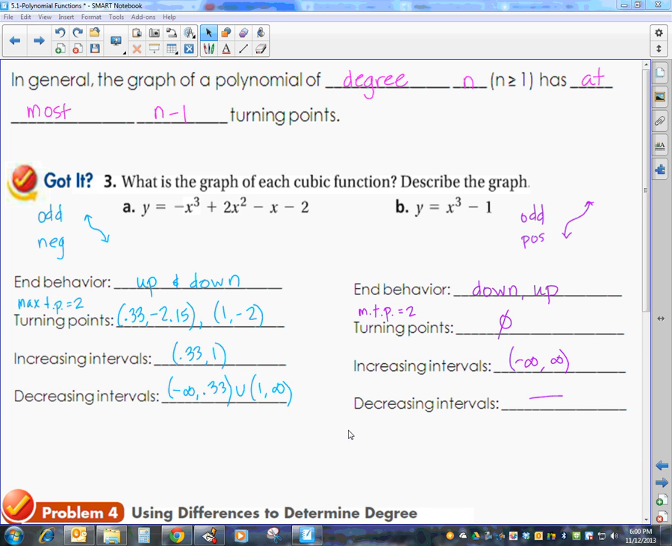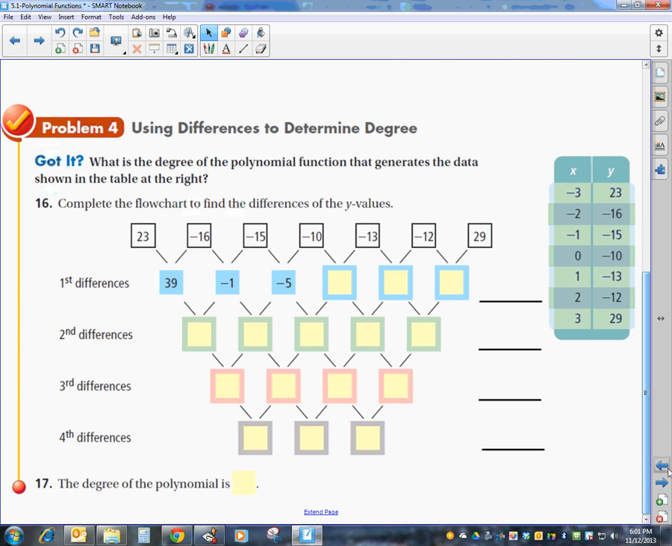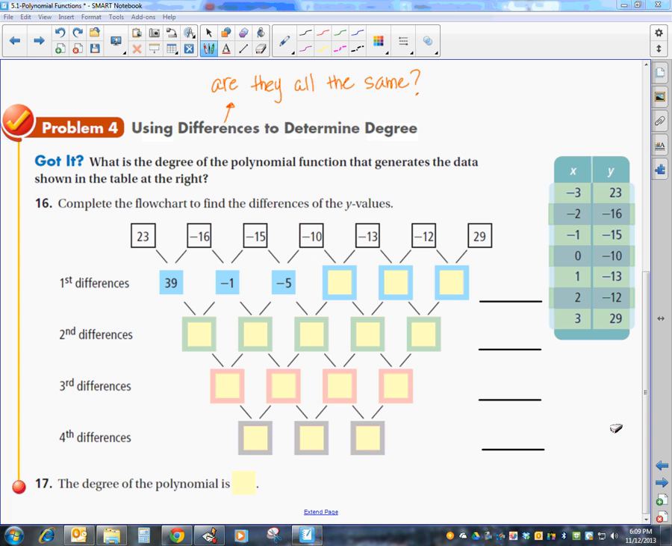Okay, so the last thing that we need to talk about is looking at a table of values and using the differences to determine the degree. When we look at these differences, basically what we are doing is we are trying to figure out if all of these differences are the same. A little technical issue there, that's supposed to be an arrow. So poof, I fixed it. What I was trying to say was we're going to use those differences and see if they are all the same.